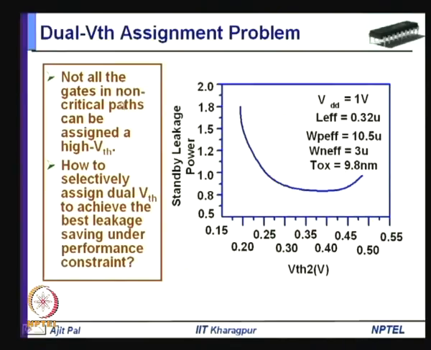So, not all the gates in the non-critical paths can be assigned a high VTH. And here there is a mistake, it will not be standby leakage, actually it will be runtime leakage power. So, how to selectively assign dual VTH to achieve the best leakage saving under performance constraint? The question naturally arises: you have a choice of high VTH, it can be in the range of 0.2 VDD to 0.5 VDD, but which one will give you minimum leakage power, that you have to find out, and unfortunately that is an NP complete problem.